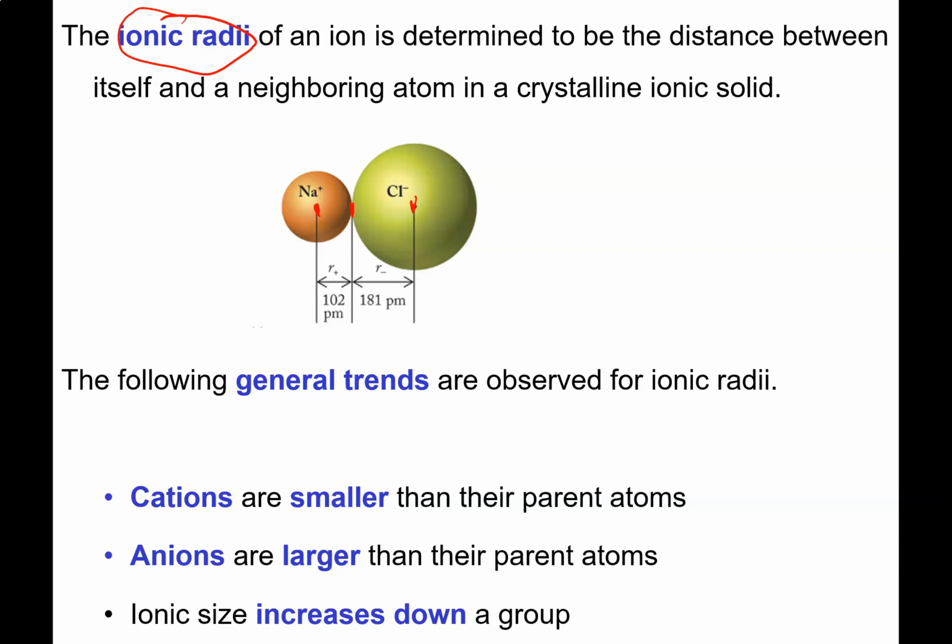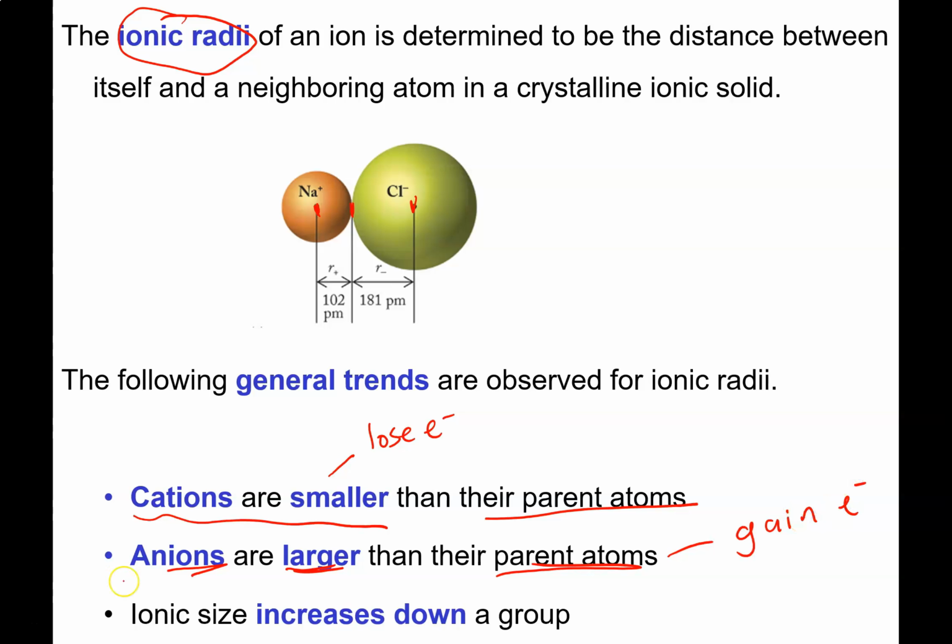So what we find is the following general trends. Cations are typically or always are going to be smaller than the atoms that they are made from. And that makes sense because when you form a cation, you lose electrons. And anions are always larger than the atoms that they're made from. And that makes sense because in order to make an anion, you have to gain some electrons. The other thing that we find is that ionic size increases down a group just like atomic size.